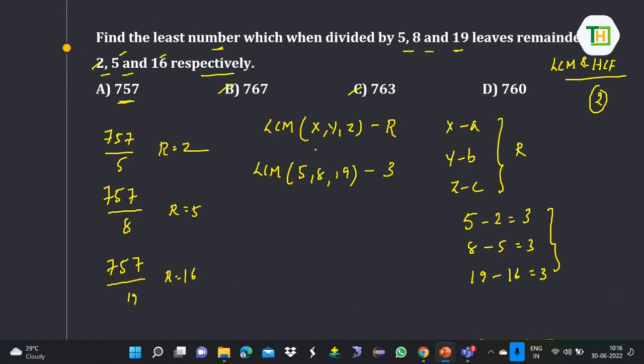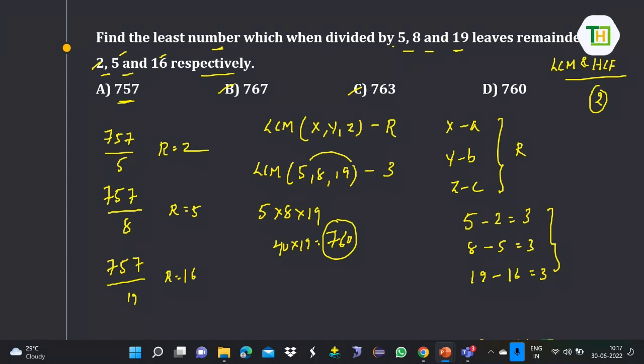Okay. So these are prime numbers. Whenever prime numbers are there, LCM is nothing but the multiplication of the given numbers. So here, multiplication of 5 into 8 into 19. So 5 into 8, 40. So 40 into 19, how much? 760. So 760 is the number that is exactly divisible by 5, 8 and 19, because LCM is always exactly divisible by the given numbers.